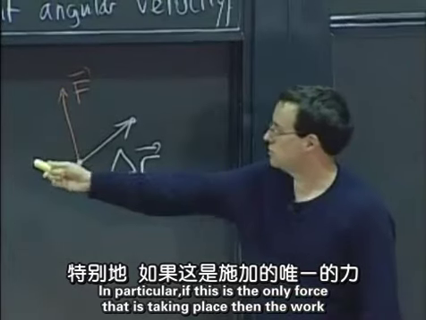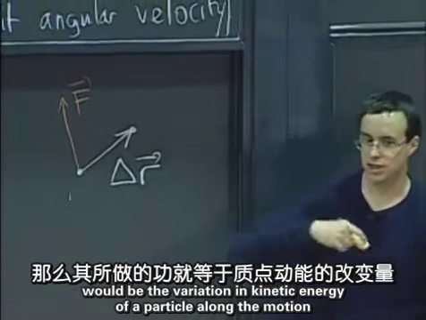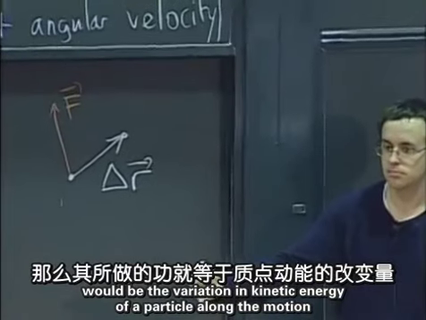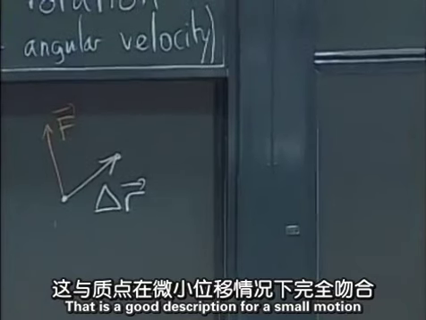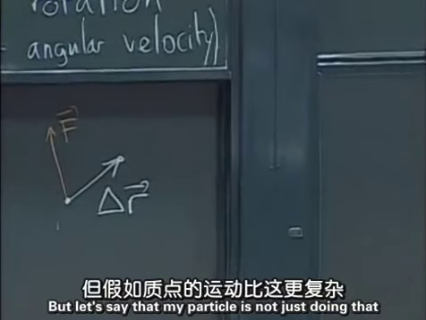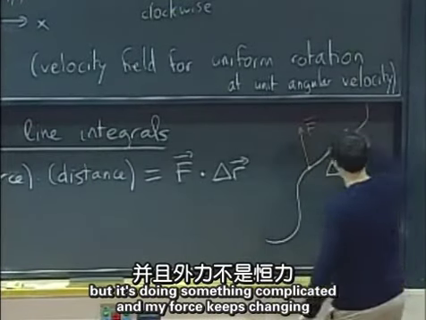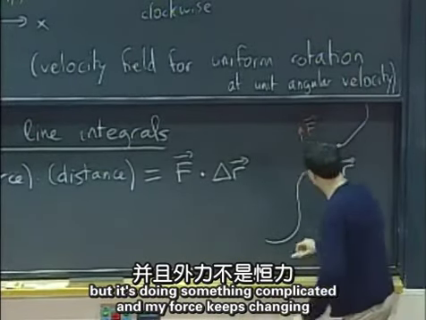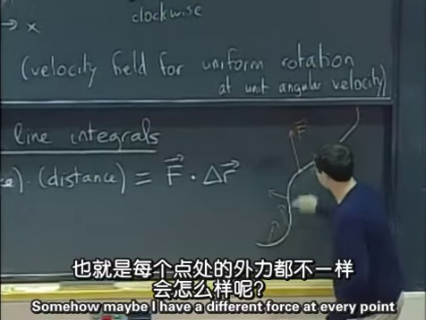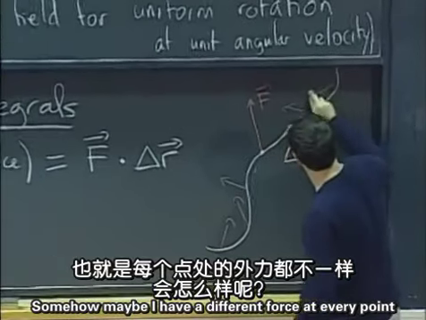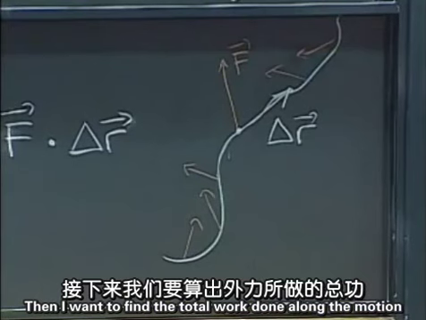So in particular, the work, if this is the only force that's taking place, then the work will be the variation in kinetic energy of the particle along the motion. So now that's a good description for a small motion, but let's say that my particle is not just doing that, but it's doing something complicated. And my force keeps changing, so somehow maybe I have a different force at every point. So then I want to find the total work done along the motion.